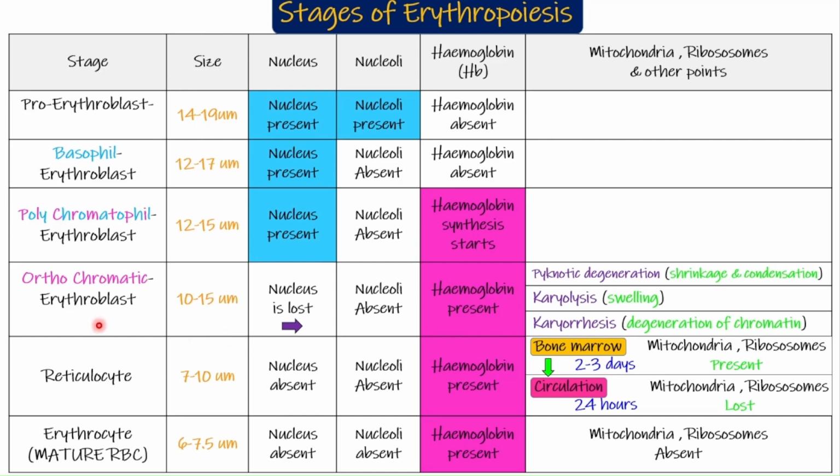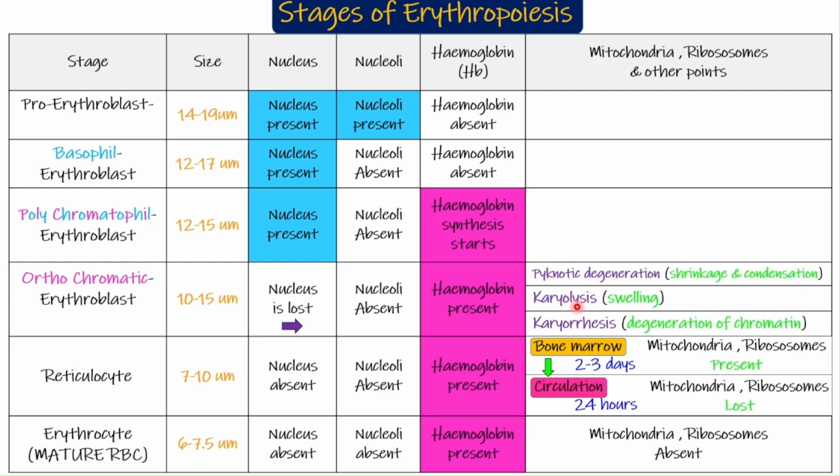Okay. Now, how exactly is the nucleus lost from the cell? The nucleus is basically destroyed or degenerated by three mechanisms: by pyknotic degeneration, by karyolysis, and by karyoresis. Now, what exactly is pyknotic degeneration? Pyknotic degeneration means the nucleus shrinks and goes through condensation. So shrinkage and condensation of the nucleus is known as pyknotic degeneration.